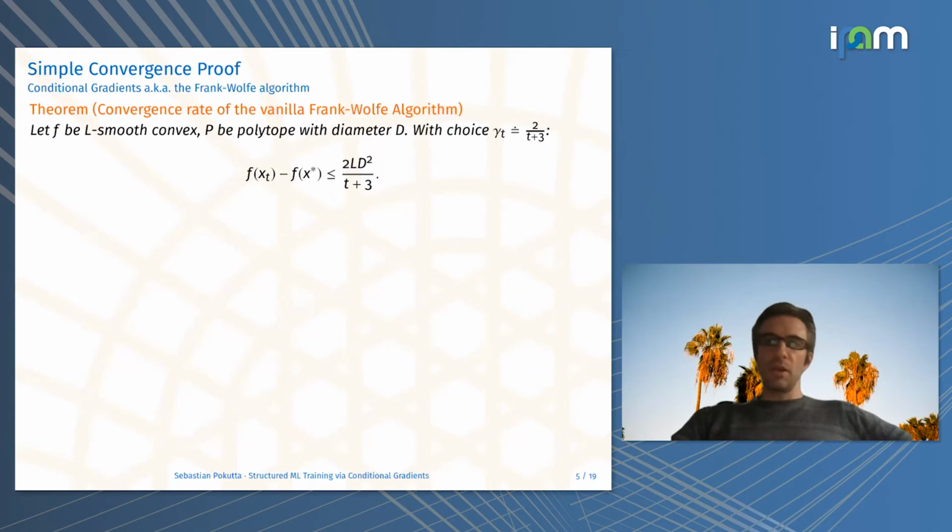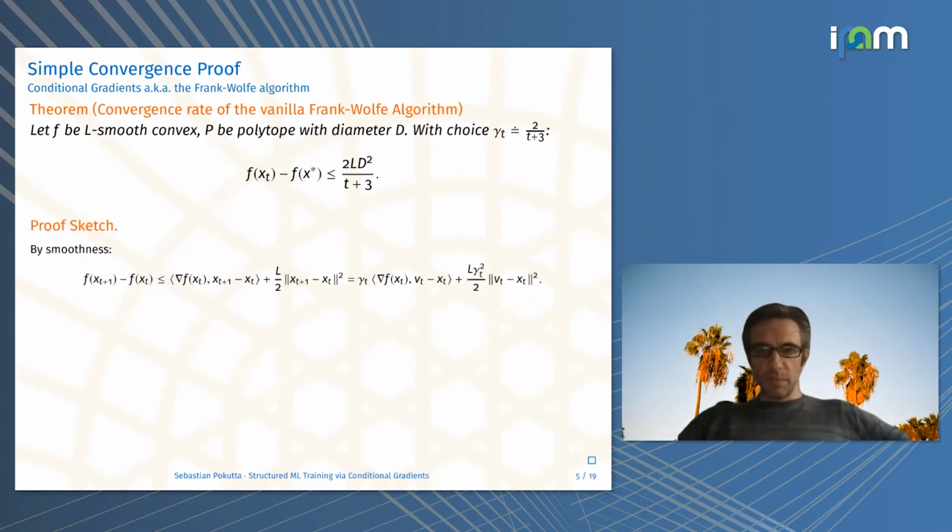Let me very quickly convince you of a convergence of 1/t. So suppose you have an L-smooth function f and a polytope P with a diameter D and a step size rule, which is basically 1/t. Then the primal gap, which is what is written here, contracts basically as O of 1/t. And the proof is very simple, and all these proofs somehow work very similarly. There's typically just minor modifications depending on the structure that you have.